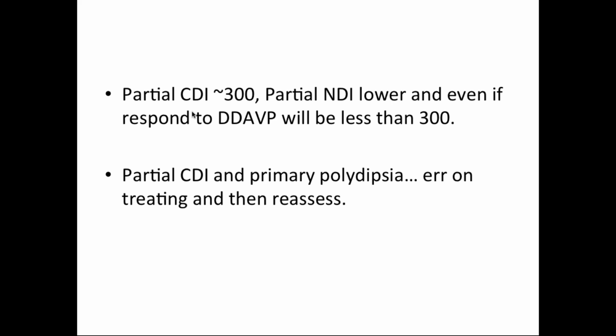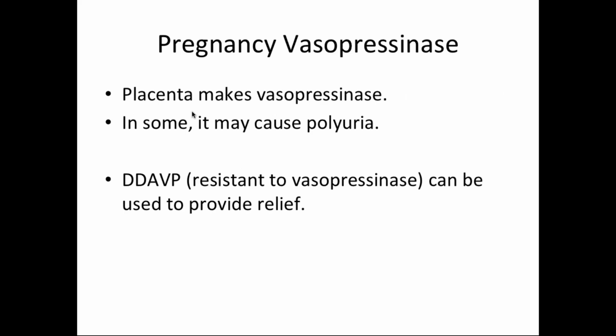If at any point in a patient you're not sure whether they have partial central diabetes insipidus or primary polydipsia, it would be better to err on the side of treating them and then reassessing over time to see whether they have primary polydipsia or partial central diabetes insipidus.